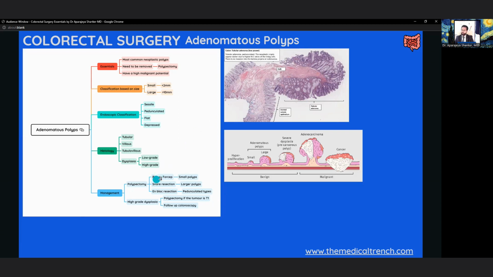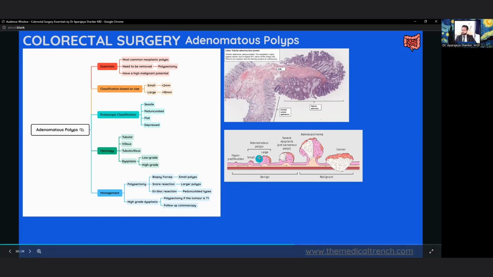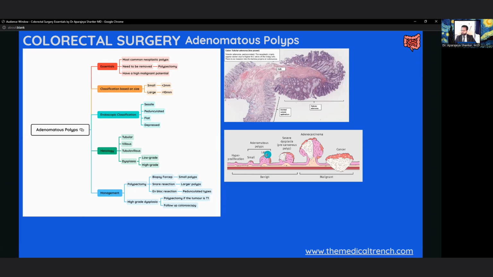So, for example, if it's a very small polyp, like this one, just the biopsy forceps most likely are enough to get rid of it, right? Then you have a snare resection for those that are larger, like this one or this one. As long as it has a bit of a stalk, you use a wire to capture the base and just cut it off and take it off, right? You have en bloc resection, in which you remove everything all around it. You have a resection margin of say 2 or 3 millimeters, so everything around it is removed and taken out.